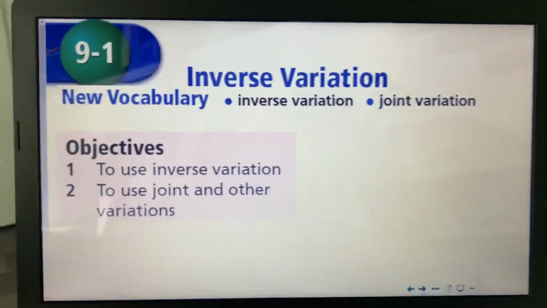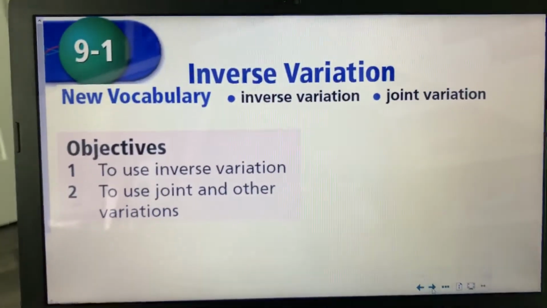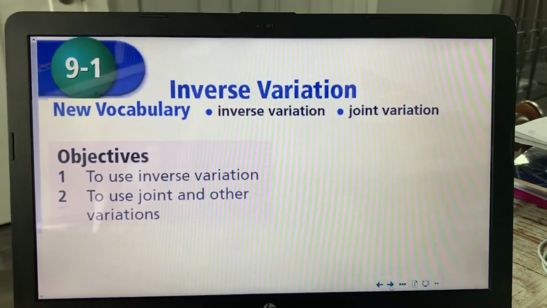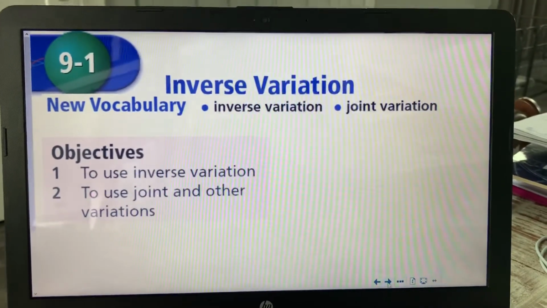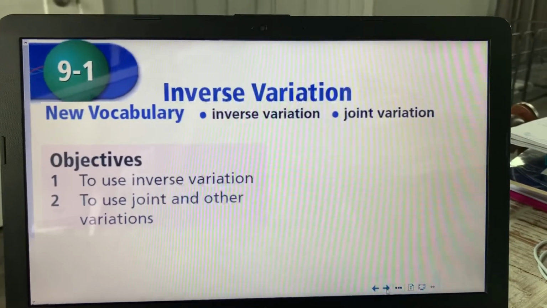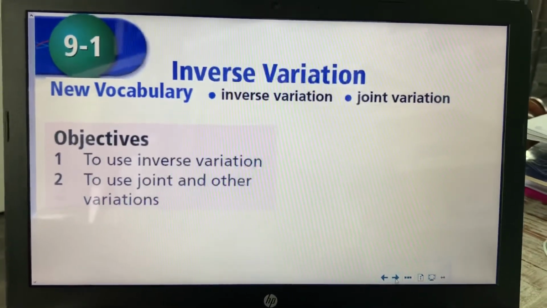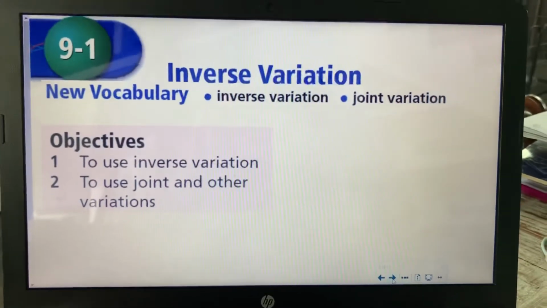Hi everybody, I'm going to try my best to do a video lesson for section 9.1. We're starting a new chapter, chapter 9. And so the first section is about inverse variations. We have two objectives: to use inverse variation and to use joint and other variations.